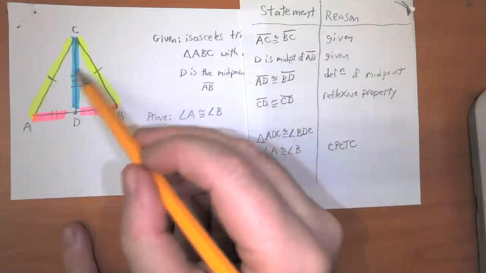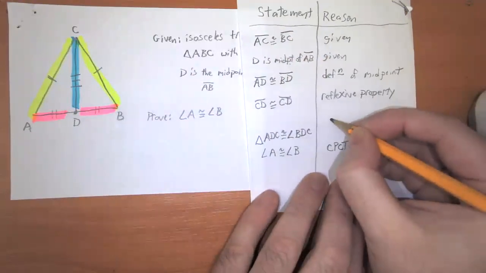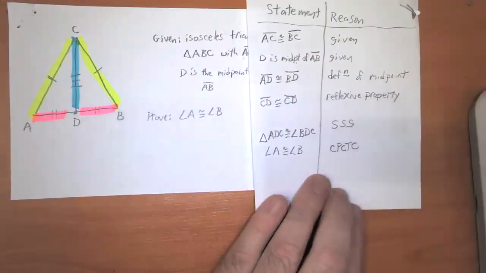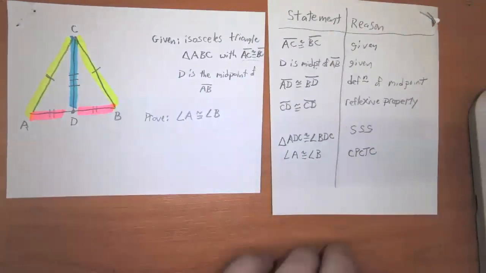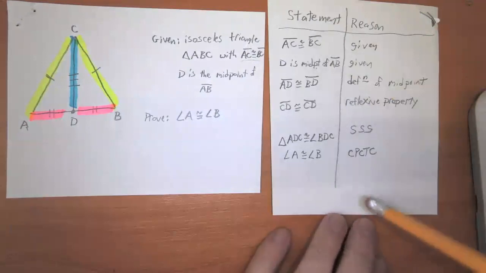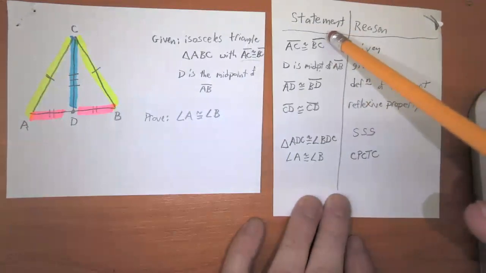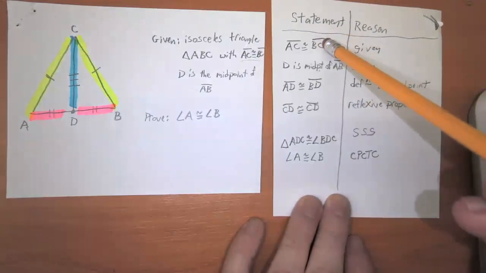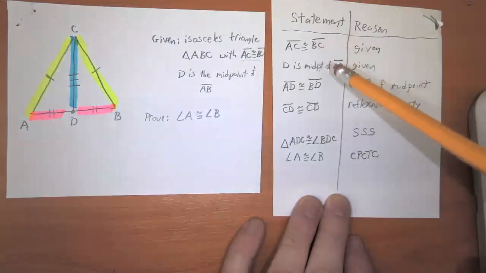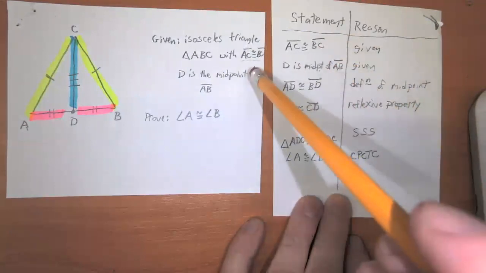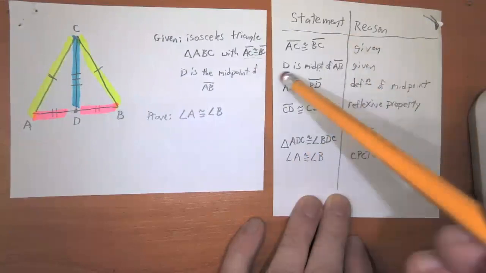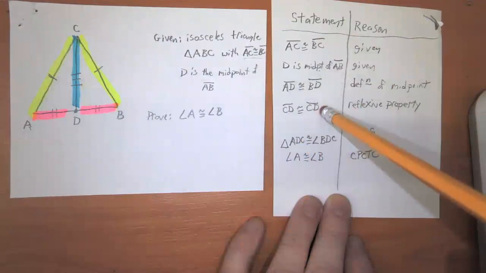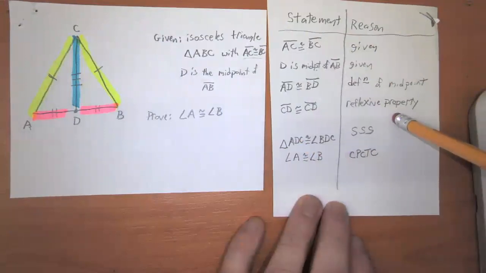Well, since we've got all three sides here, this is SSS. Okay, so let's take a quick look at, now that our proof is totally filled out, we started out with one given side equal. We found another side equal because we were told about a midpoint. And so that took two steps of our proof. The third side of our triangles, we determined by the reflexive property.